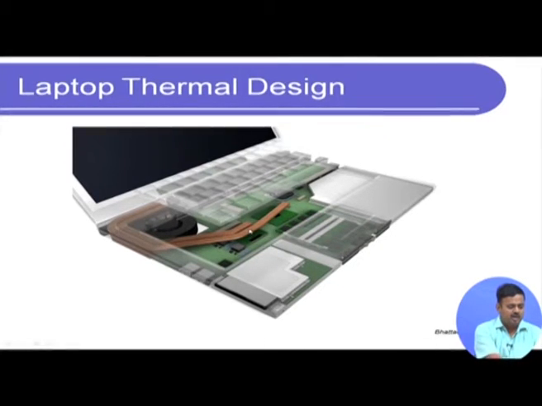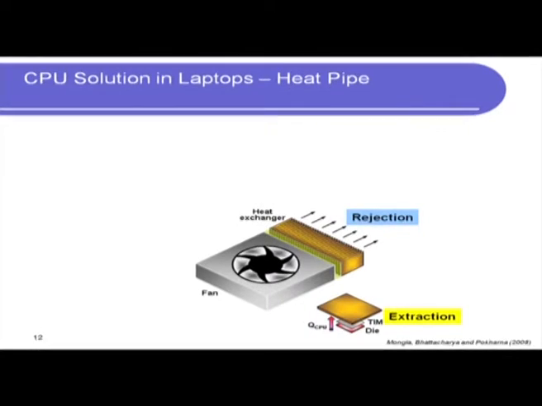Now, the challenge for me is to conduct the heat from this CPU location to the location where I have the heatsink and the fan, and the way that is done is by a heat pipe. This is how it is shown in this schematic in this slide. I have a CPU, which is the die, where I need to extract the heat, and the heat has to be rejected using a heat exchanger, sometimes we call it a heat sink, and a fan.